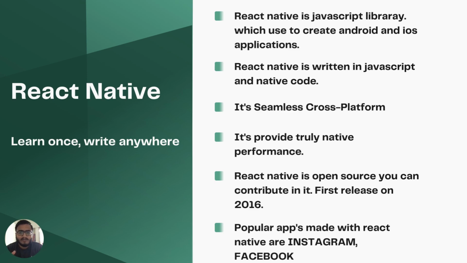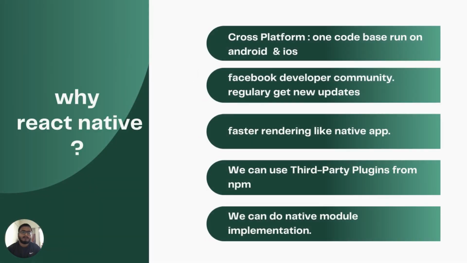Popular React Native apps are Instagram, Facebook, Discord, Swiggy, and Zomato. These are built in React Native, and they are much faster, like native performance. So go to the next. Why do we use React Native? I already discussed this point.